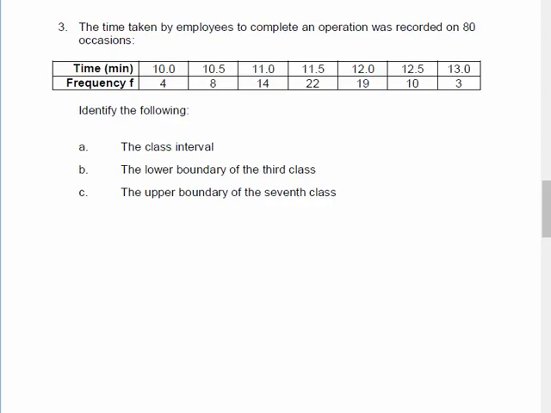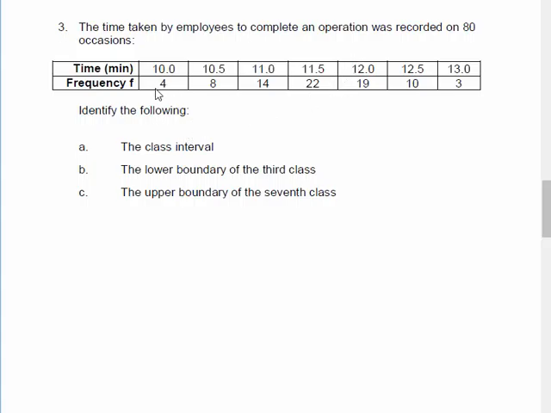The time taken for employees to complete an operation was recorded on 80 occasions. Let's just check that. 4 plus 8 is 12. 12 plus 14 is 26. 26 plus 22 is going to be 48. 48 plus 19 is going to be 67. 67 plus 10 is 77. 77 plus 3 is 80. So the data stacks up.